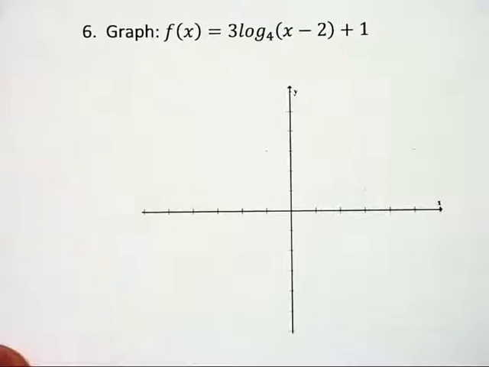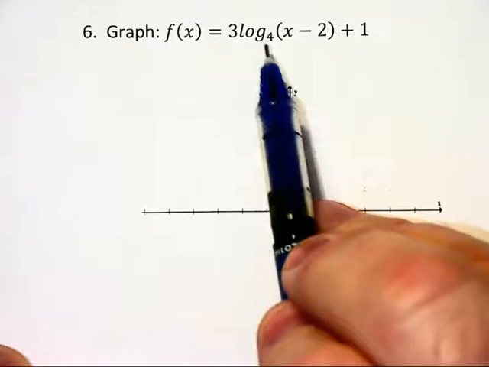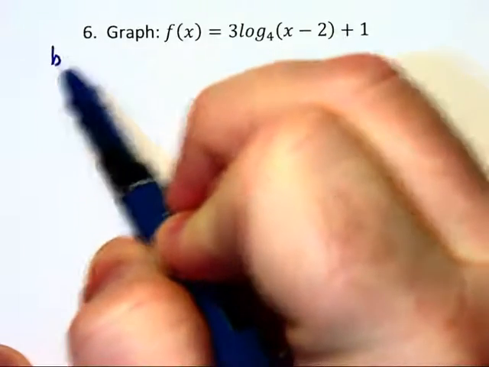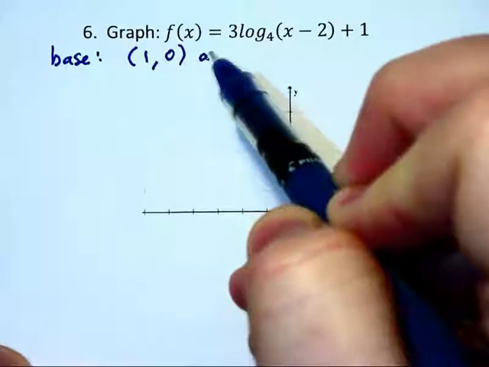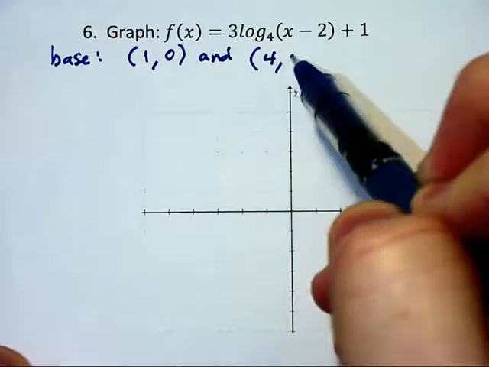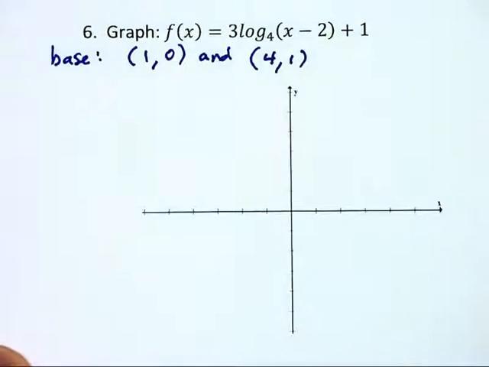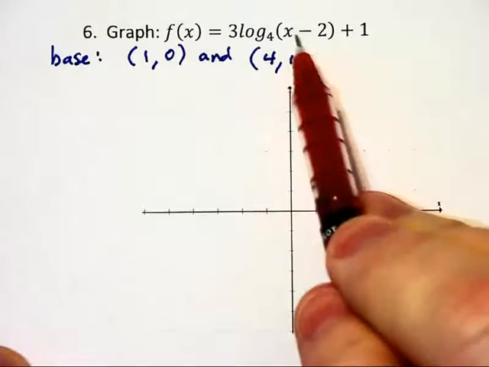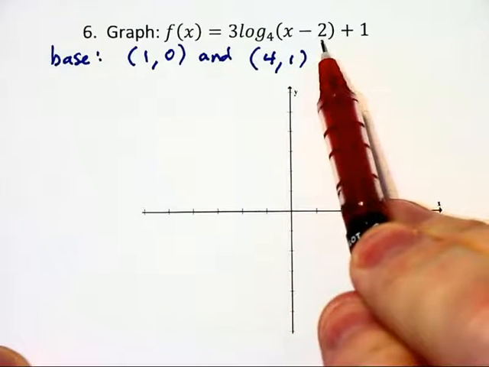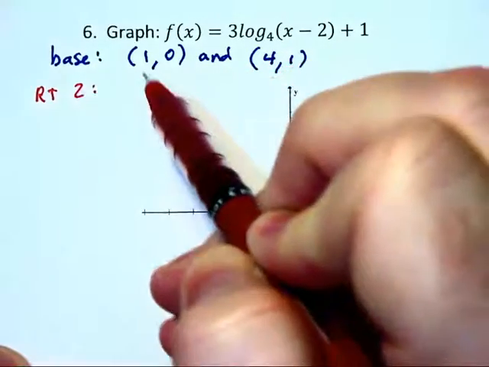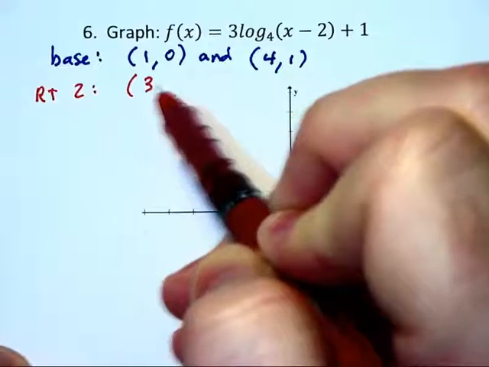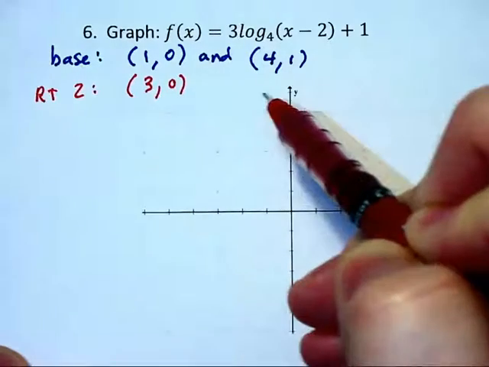Let's try this graphing transformation another time. Okay, again, we look at the base. This is base 4. So our base graph is going to go through 1, 0, and it's going to go through 4, 1. Let's look at the transformations. This x minus 2, that's x minus h, that actually tells us it's moving right 2 units. Well, if it's moving right 2 units, 1, 0 shifts to 3, 0, and 4, 1 is going to shift to 6, 1.